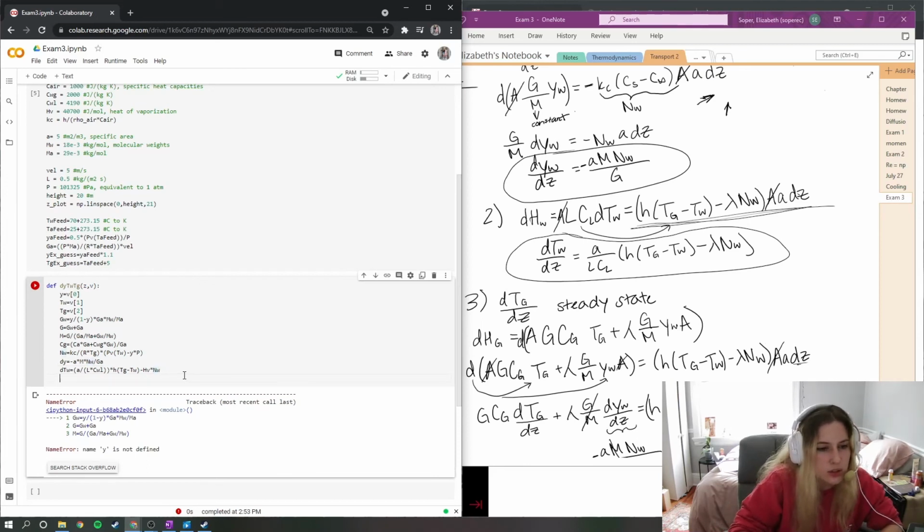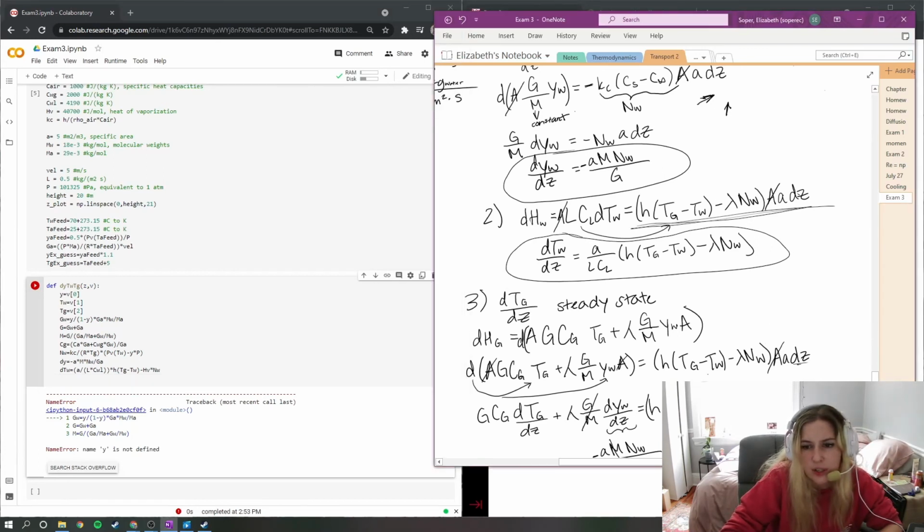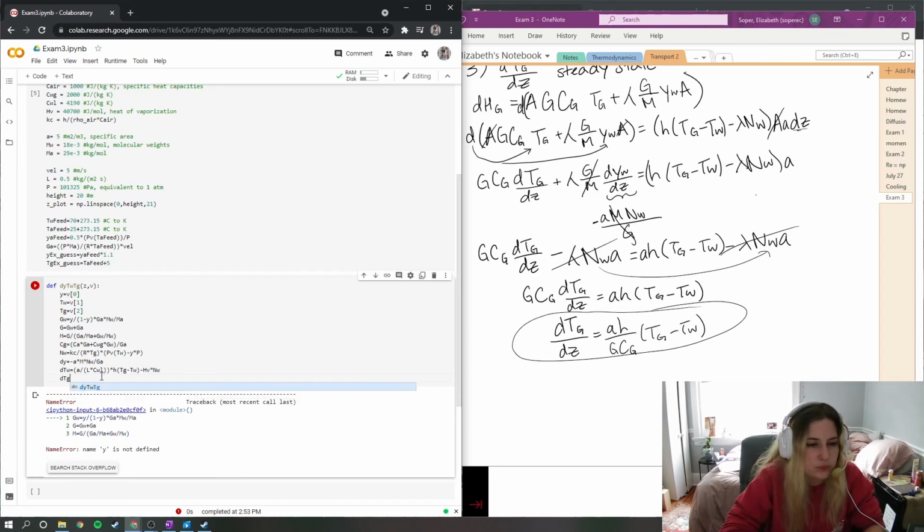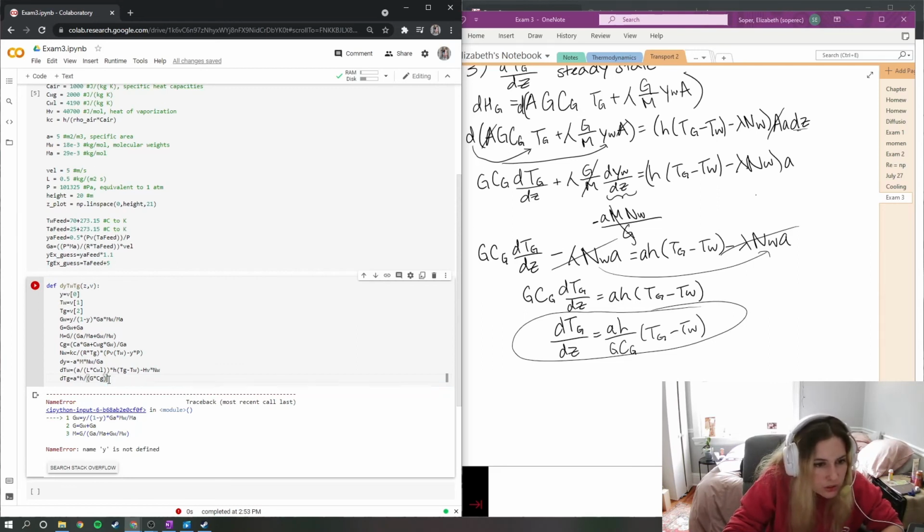Alright, next, so we did dy, we did dTw, so finally we're going to do our third differential equation, which is, if it lets me scroll, there it goes, sometimes OneNote gets stuck, dTg, which is the temperature of the gas. And that one is just the specific area times the heat transfer coefficient divided by the gas mass flow rate times the specific heat capacity of the gas, which we defined above, so we got that. And then that times the Tg minus Tw, the temperature of the gas minus the temperature of the water.